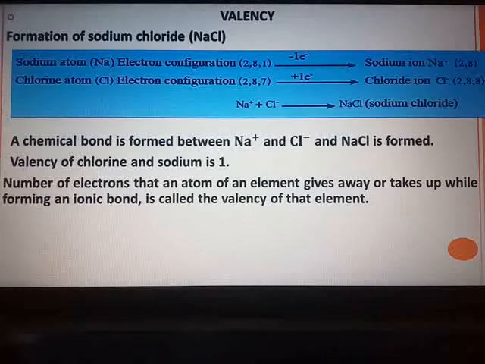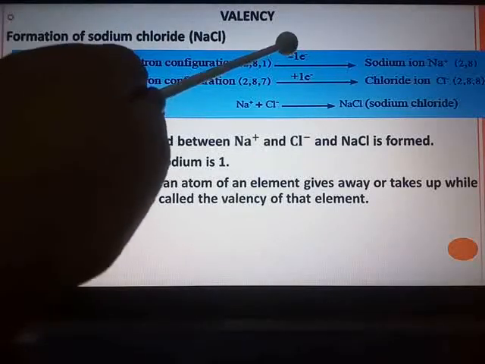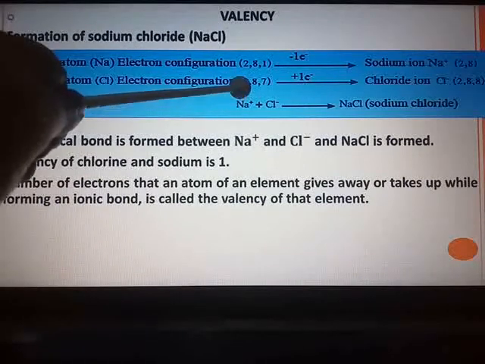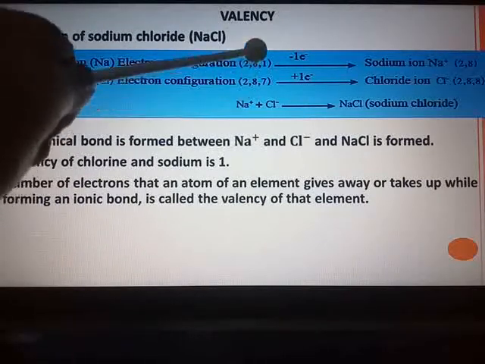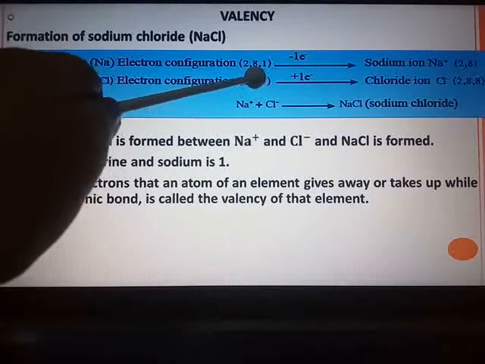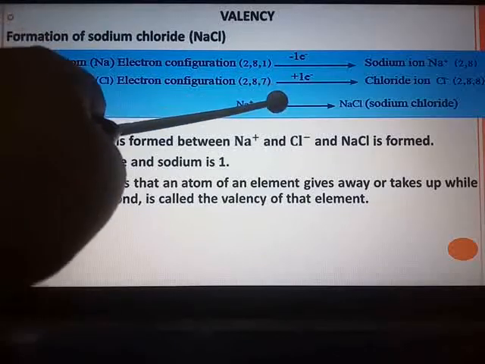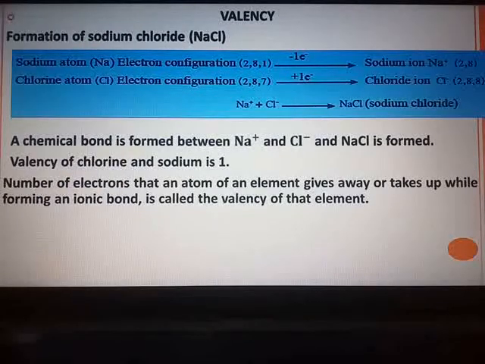You all know that electrons are negatively charged. So when sodium is giving up one electron, automatically one negative charge is decreasing. So a positive charge will be developed, whereas in the case of chlorine, this one electron is taken up, this negative charge is taken up, so it is indicated by a minus sign.